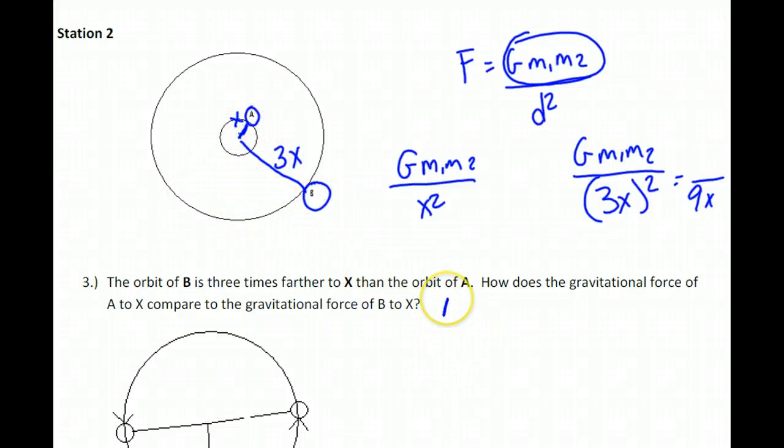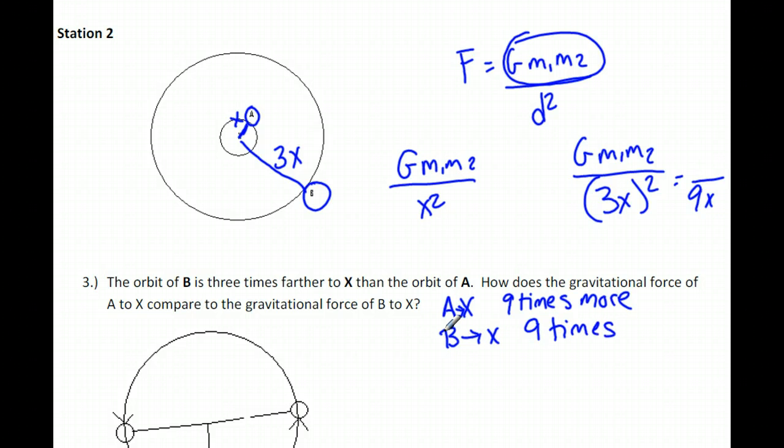So A to x is 9 times more. Or you could say B to x is 9 times less. That's pretty complicated, but you've got to remember when we talked about it on the board the other day, when we looked at distance and the factor of force, it's an inverse square relationship. So the farther away B is, the much less the force is, right?